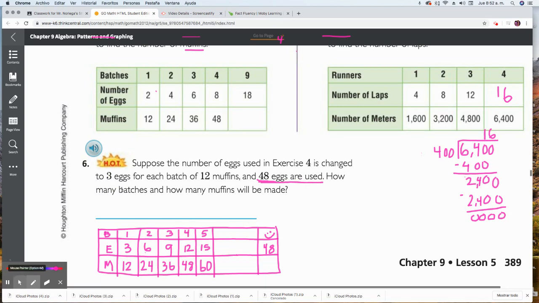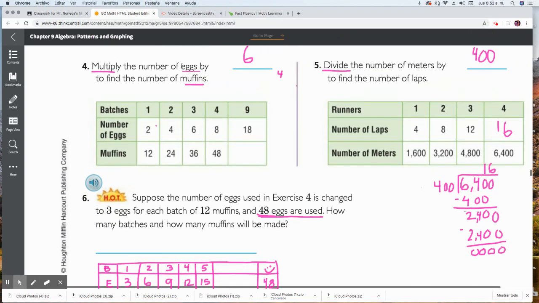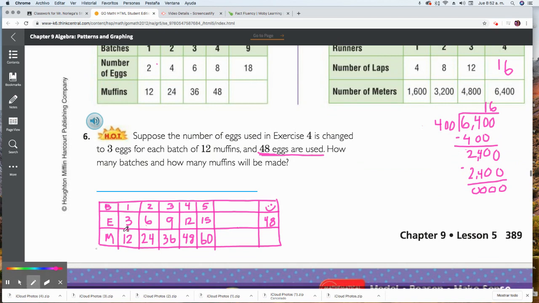Let me move this down so that you can see. Multiply the number of eggs. It's not by 6, because we changed it. It's by 4. So we're multiplying to get the number of muffins. We're multiplying by 4. 3 times 4 is 12. 6 times 4 is 24. 9 times 4 is 36. 12 times 4 is 48. 15 times 4 is 60. What's 48 times 4? So we need to multiply the number of eggs times 4 to get the number of muffins.